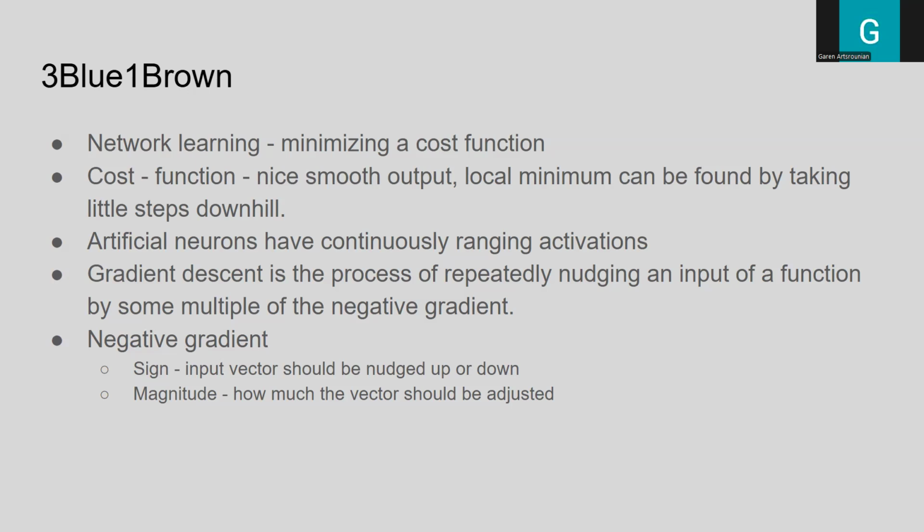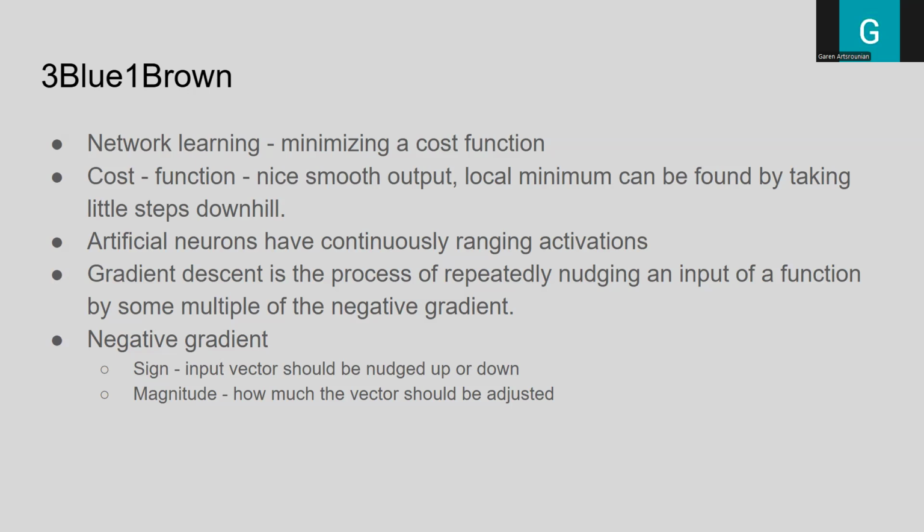Gradient descent. Gradient descent is the process of repeatedly nudging an input of a function by some multiple of the negative gradient. Essentially, it's an optimization algorithm used to minimize the cost function. The idea is to iteratively adjust the parameters, in this case the weights and biases of the network, to reduce the cost. At each step, the parameters are updated by moving in the direction of the negative gradient of the cost function. The negative gradient points in the direction of the steepest descent, which is the direction to move to reduce the cost.